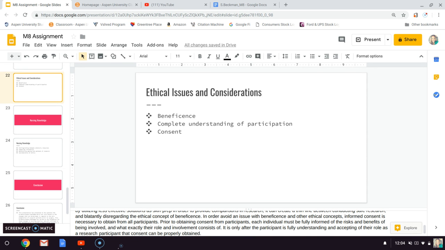In order to avoid an issue with beneficence and other ethical concepts, informed consent is necessary to obtain from all patients. Prior to obtaining consent from participants, each individual must be fully informed of the risks and benefits of being involved and what exactly their role and involvement consists of. It is only after the participant fully understands and accepts their role as a research participant that consent can be obtained.